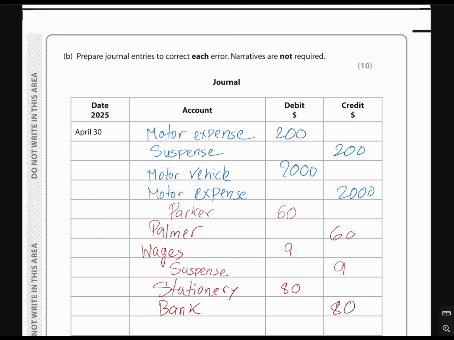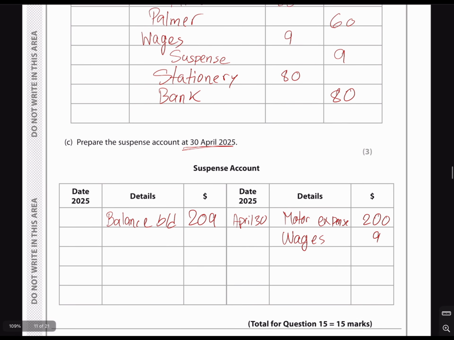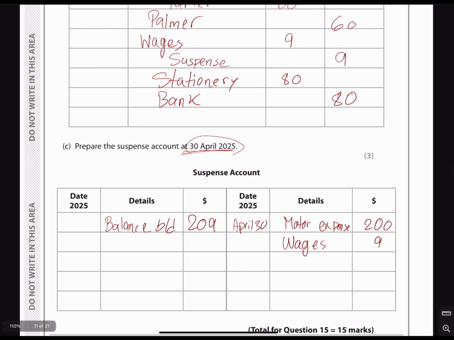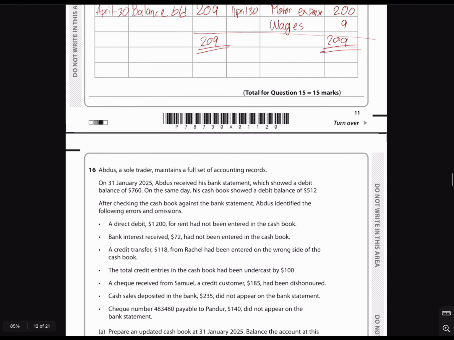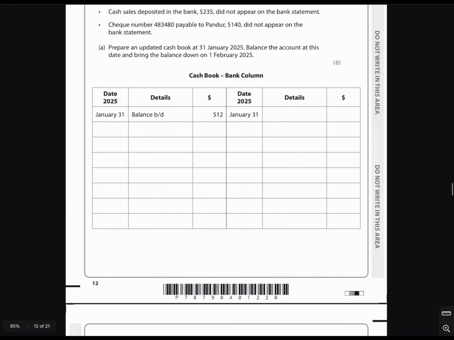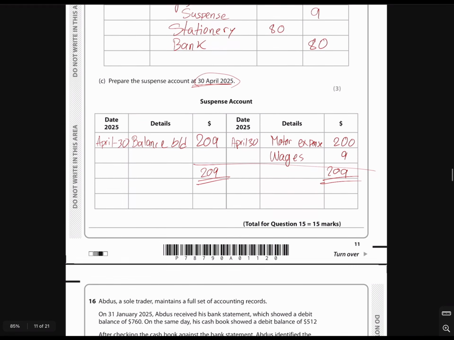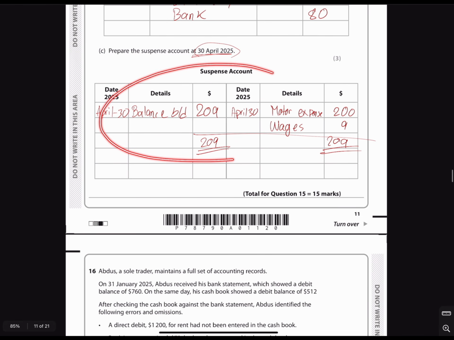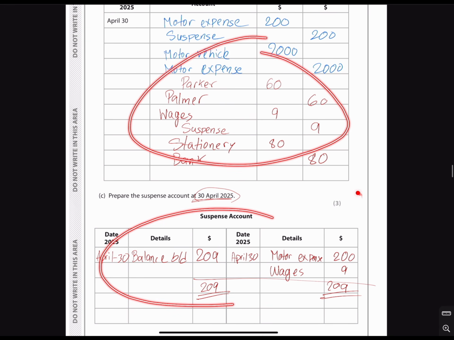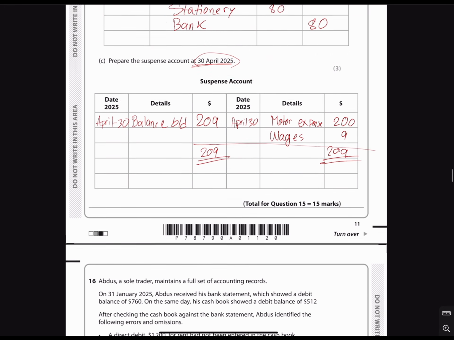And the date, as we are preparing for April 30, we'll just give April 30. And yes, both sides would match, 209. So we are done with suspense account. So that's easy as 3 marks as well. If you do the journals right, this 3 marks is a free mark for you.